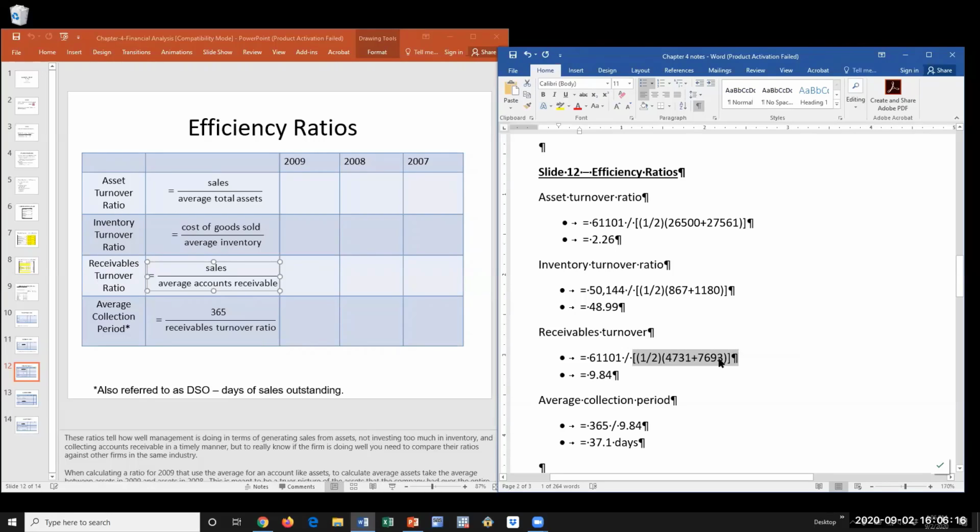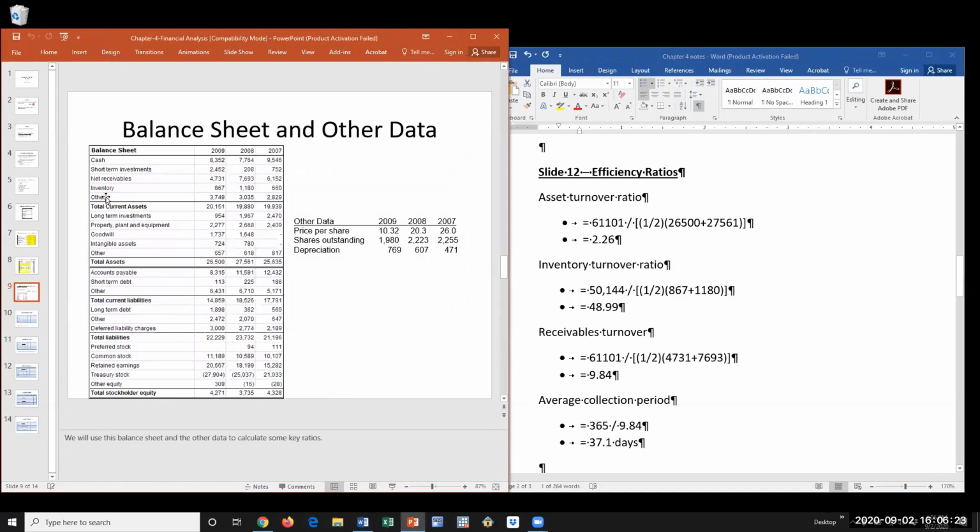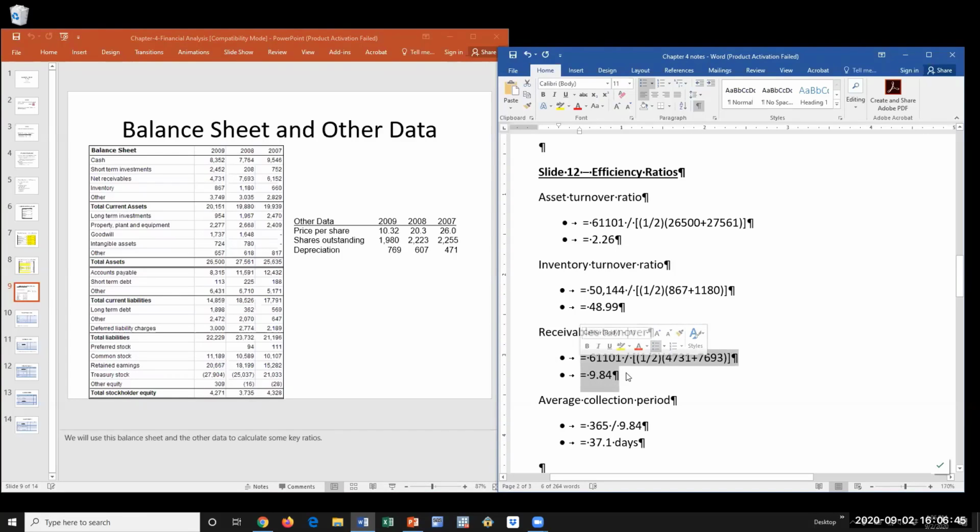And so accounts receivable we would get from the balance sheet. So if we go back to the balance sheet, you can see right up here. Here it's called net receivables. That's the same thing as accounts receivable. And we've got 4731 and 7693. Okay, so that's receivables turnover. And what this number says, 9.84, the higher the number, the better, again, because it means that the company is collecting on its receivables quickly.